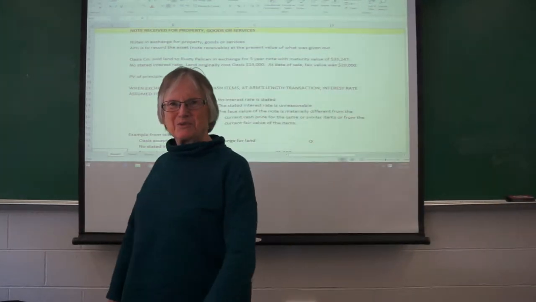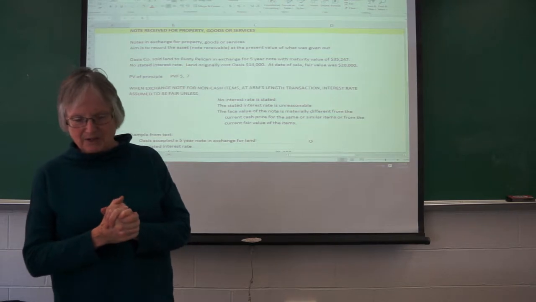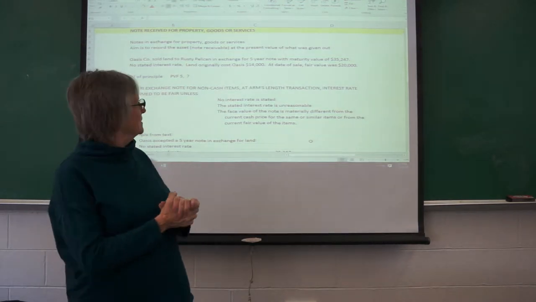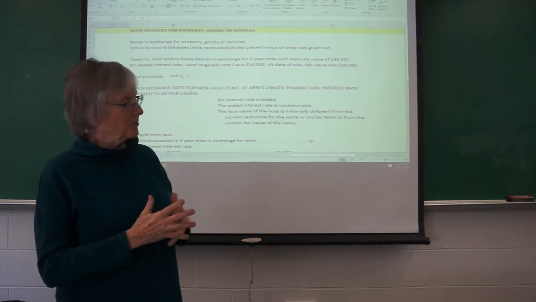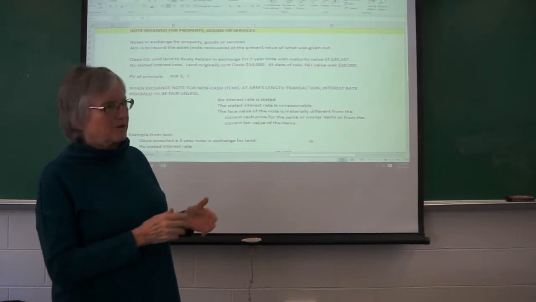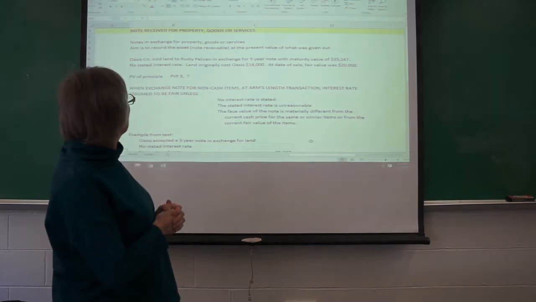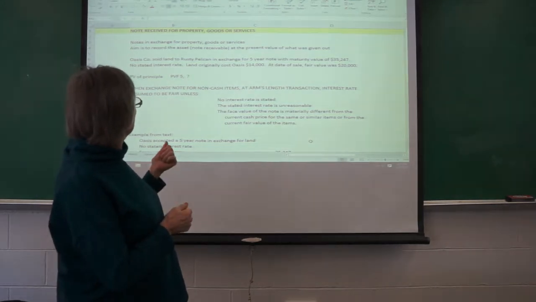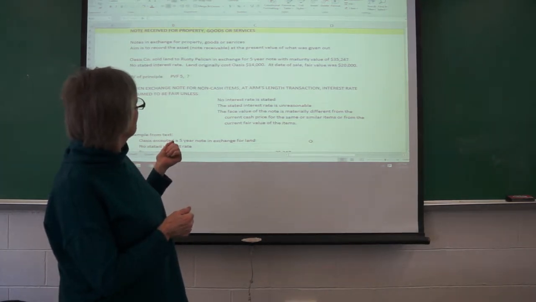So now we will issue notes receivable for property, goods, or services. And the whole goal here is to record the asset, the note receivable, at the present value of what was given out, whether it's property, goods, or services. So in this case, Oasis sold land to Rusty Pelican.